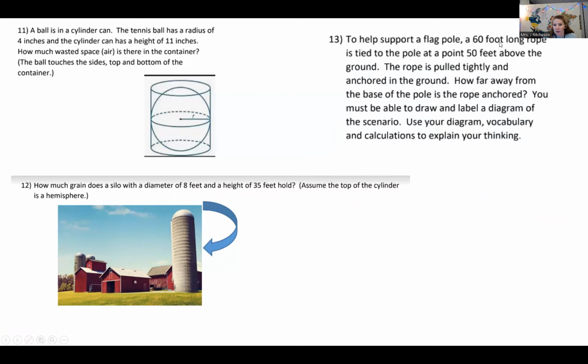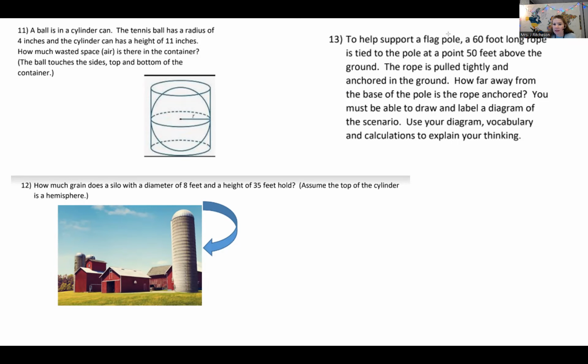All right, number 13. To help support a flagpole, a 60-foot long rope is tied to the pole at the point 50 feet above the ground. The rope is pulled tightly and anchored to the ground. How far away from the base of the pole is the rope anchored? You must be able to draw and label a diagram of this scenario. All right, so we have a flagpole. Whoops. Where'd my pen go?